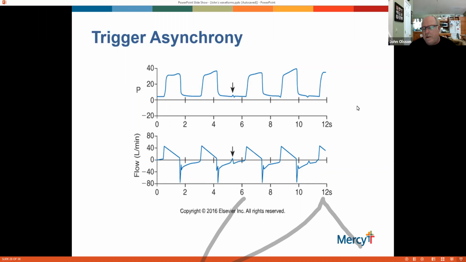Sometimes that's due to maybe they have a little bit of obstructive airways and they're not getting all their air out, and sometimes it's due to the trigger not being set right, or maybe the flow isn't fast enough and they're not getting enough time to exhale before they can trigger another breath.